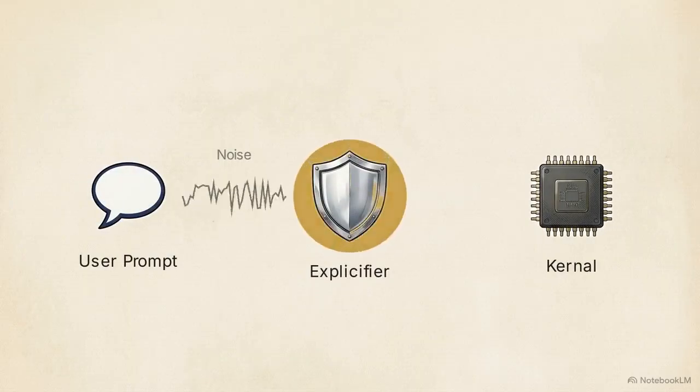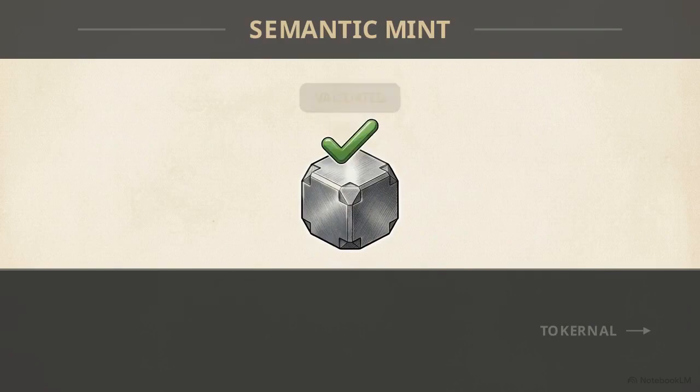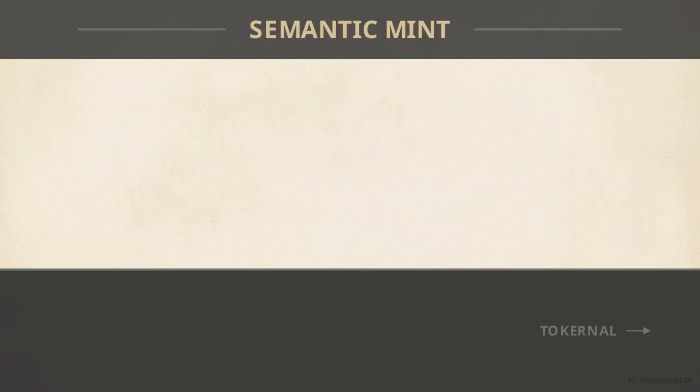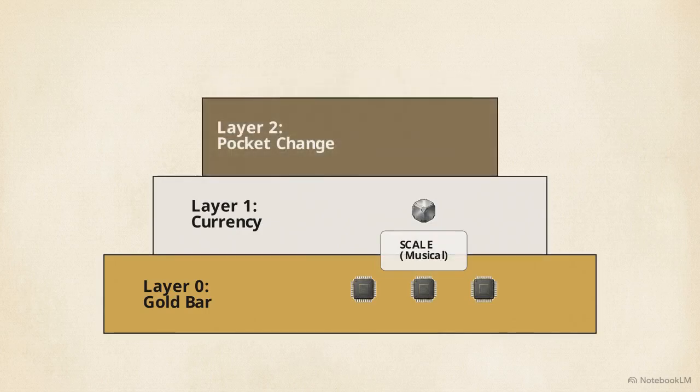Explicifier. It acts as a semantic parser sitting between the user's prompt and the kernel, operating as a strict semantic mint that validates words before they execute. This diagram outlines a three-tier namespace stack. Layer 0 is the gold GAR, containing immutable kernel primitives. Layer 1 is the currency, holding vetted domain logic. Layer 2 is pocket change, containing ephemeral session data.